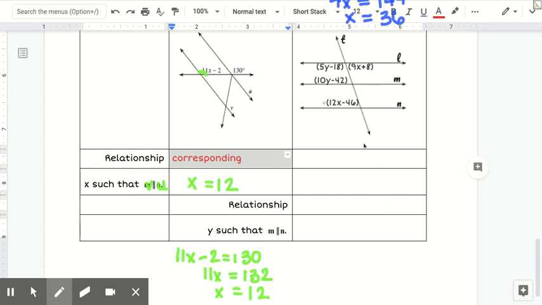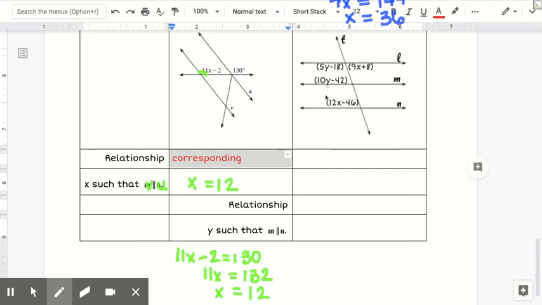Okay, next up, we've got this other lovely diagram here. We've got L, M, and N. And at a glance, I would say that it looks like those three lines are parallel, but I don't have any markings to prove that. So line T here would be my transversal, and my job is to prove that these lines are parallel or find the x value that would make them parallel and the y value on this one.